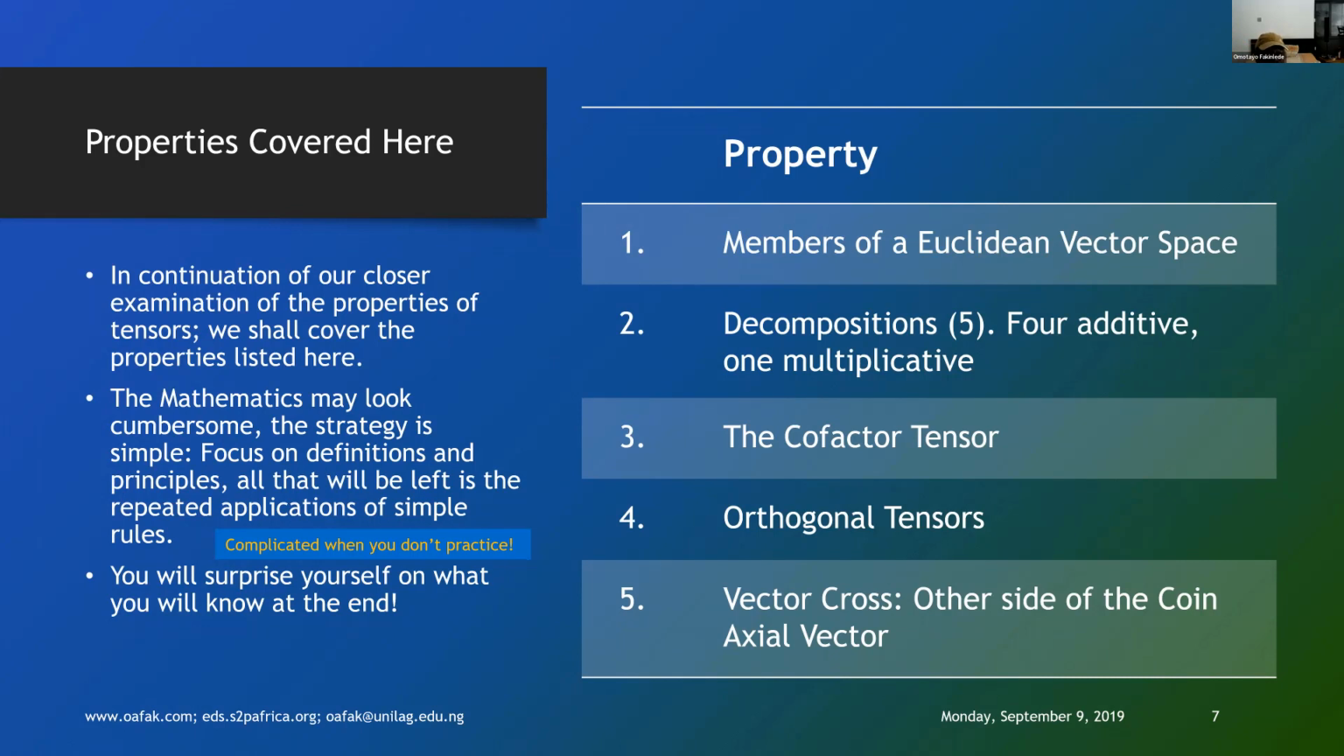Not that the theory is not good or useful, but most engineers don't have the patience for things that don't have immediate application. So we will look at numbers 2, 3, 4, and 5. If we can cover 2 and 3 today, we have done well. Even though my goal is to look at 2, 3, 4, and 5, if I can cover 2 and 3, I would think today is well done. So in continuation of our closer examination of the properties of tensors, we shall cover some of these properties.